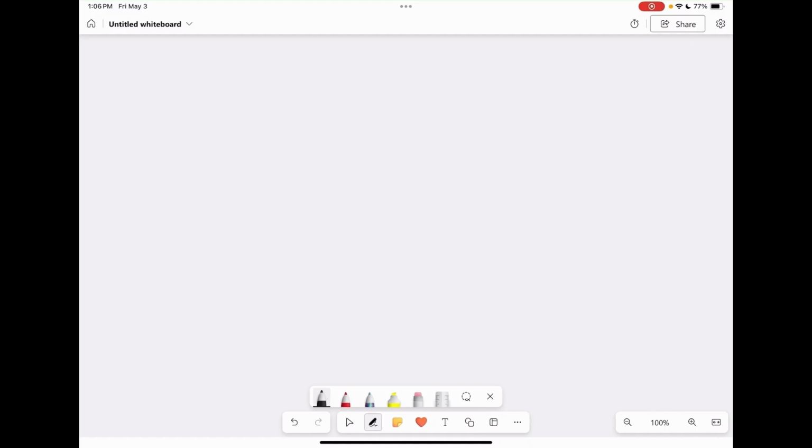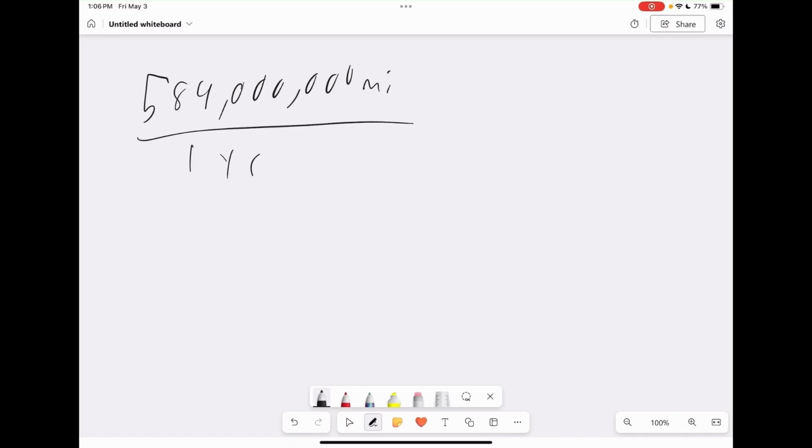Okay, welcome back. Let's solve this problem. So in this question, we're converting 584 million miles per year to meters per second. So let's figure this out. We are moving 584 million, which is 6 zeros, miles in 1 year. Now we want the top in meters and the bottom in seconds. We're going to have to use conversion factors for this. The years part will probably be easiest to get rid of first, so let's do that. But you could do it in the other order too if you wanted.